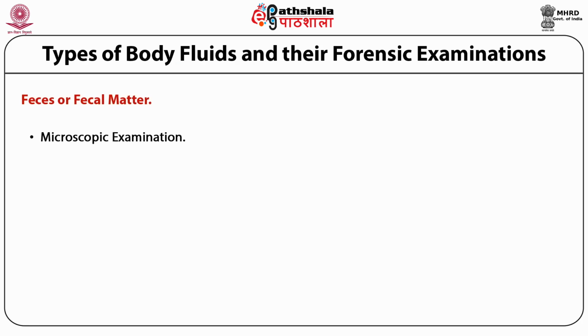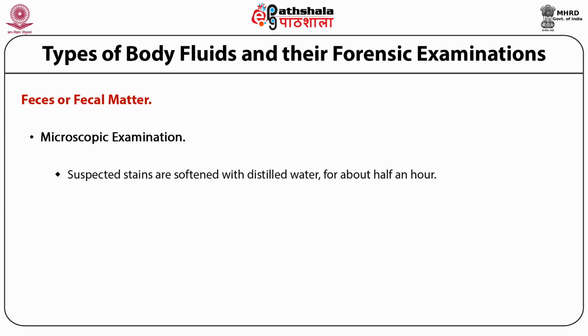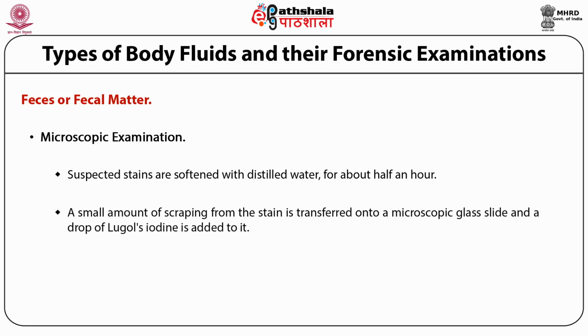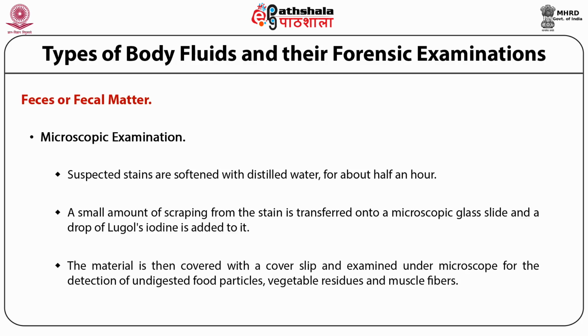Microscopic examination. Suspected stains are softened with distilled water for about half an hour. A small amount of scraping from the stain is transferred onto a microscope glass slide, and a drop of Lugol's iodine is added to it. The material is then covered with a cover slip and examined under the microscope for the detection of undigested food particles, vegetable residues, and muscle fibers.